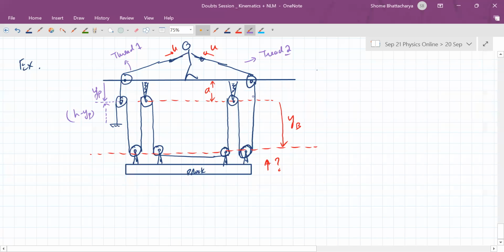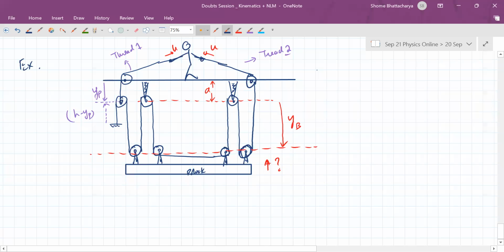Okay. So that thread 2 only is this way. It's going from his hand, then round this pulley, then this. Finally, it's attached to the ground over here, some point fixed to the ground. Okay. So understood this point now. There are 2 threads. All right. Now see what is happening.